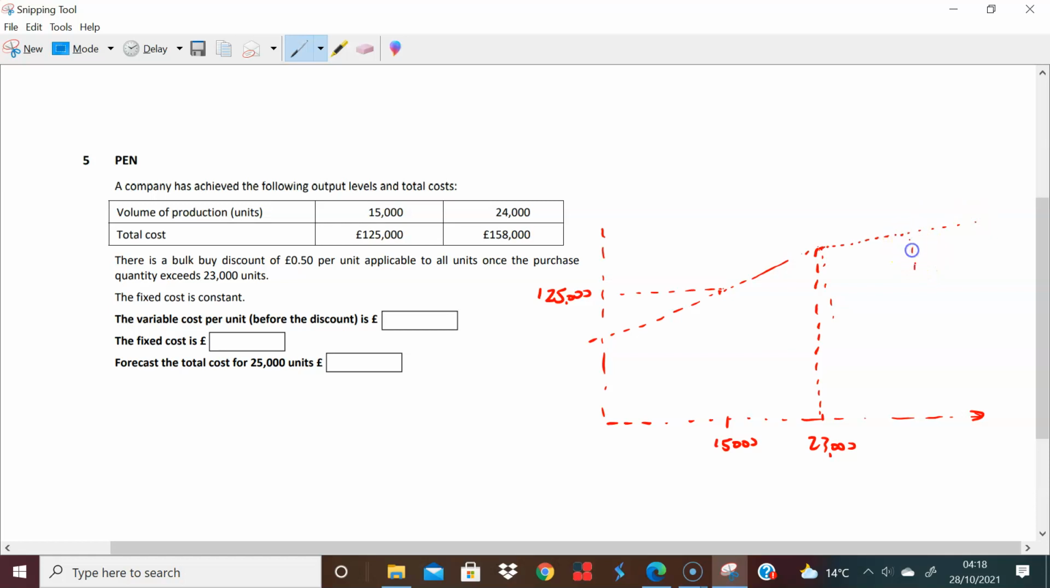So by the time we get to 24,000 units, you have a total cost of 158,000. Now, I'm just going to change my pen color. I think probably the easier way to do this is to say, because I can only really find gradients based on straight lines, and the question asks what's the variable cost before the discount, which is why I say you have to get into the question a little, I could argue, well, I know what that discount is. That discount is 50p per unit.